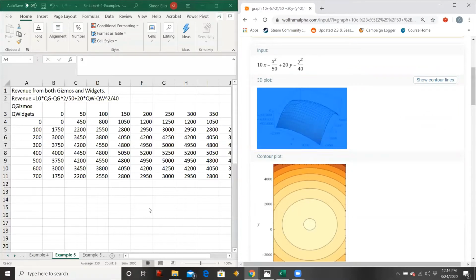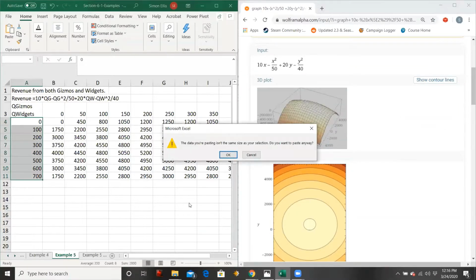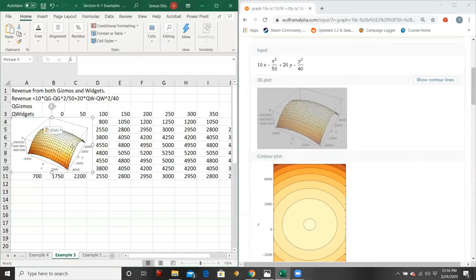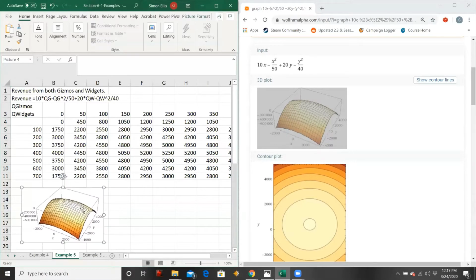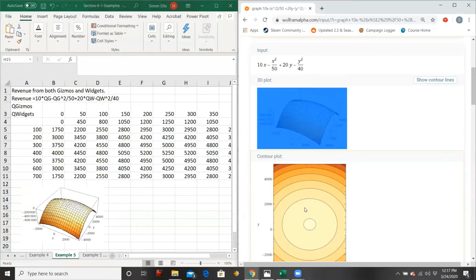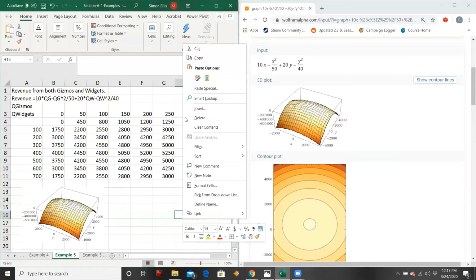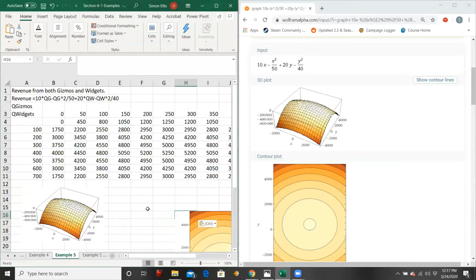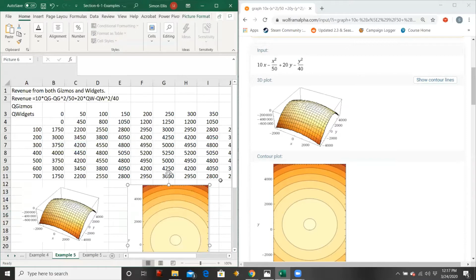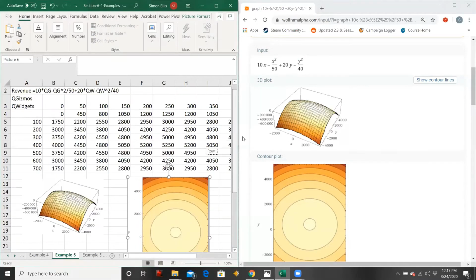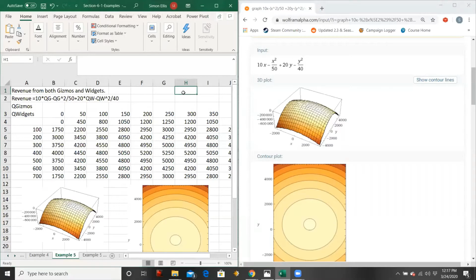We can copy image. Bring that right there. Okay. Copy image. Bring that right there. And so now we have a contour and a graph, and we've brought them into our Excel. And we've done that relatively easily.